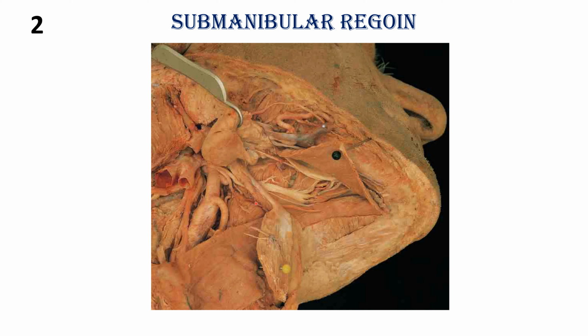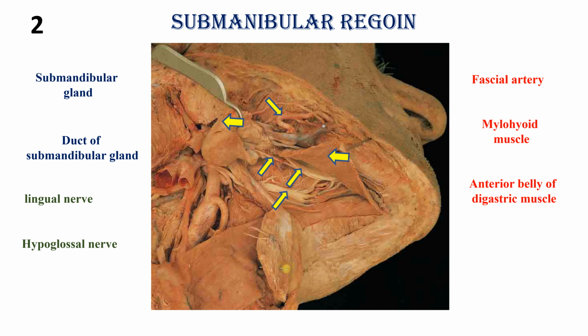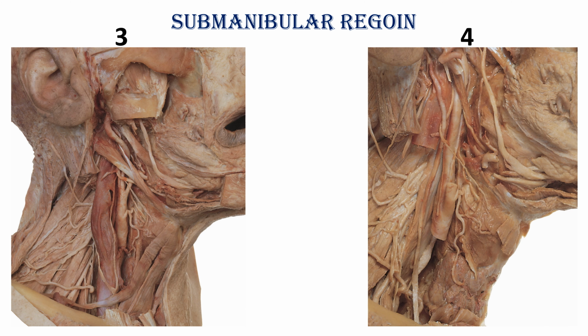We can see the submandibular gland. We can see its own duct here. We can see the lingual nerve. We can see the hypoglossal nerve. We can see the facial artery again. We can see the mylohyoid muscle as reflected, the anterior digastric reflected again. We can see the hyoglossus muscle here. And if we want to see the other parts here, I will say this is the third and this is the deepest layer here.